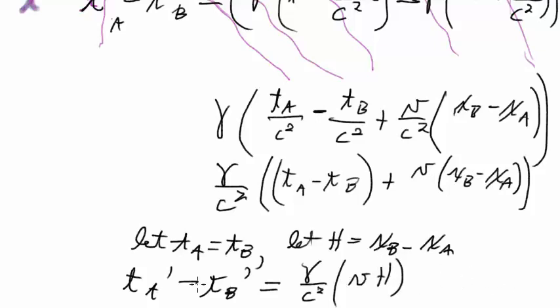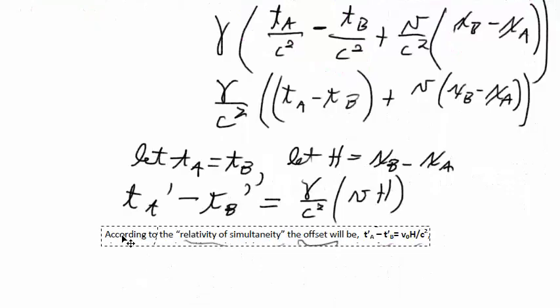So how does that compare? Okay, Stefano's statement was, according to the relativity of simultaneity, the offset will be t sub a prime minus t sub b prime equals v sub naught h over c squared. The only difference is there is a gamma in that equation, which for low velocities is 1. But yeah, so I do still think that the overall statement just seems false to me.